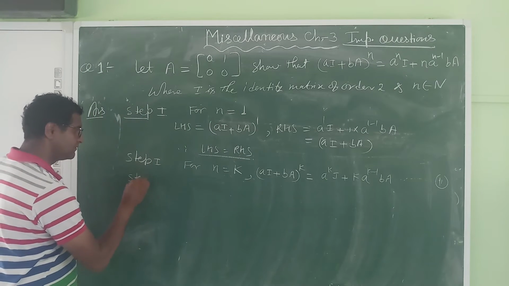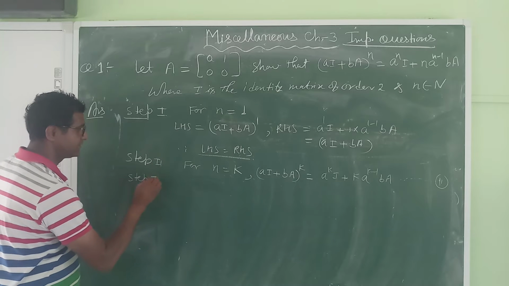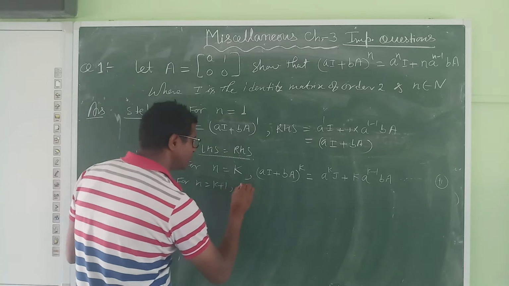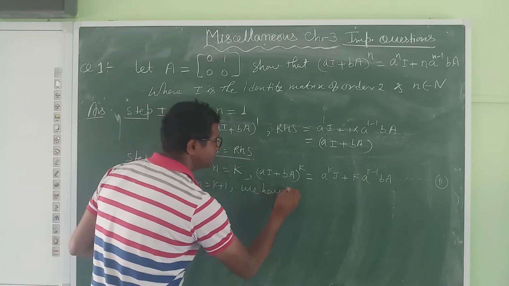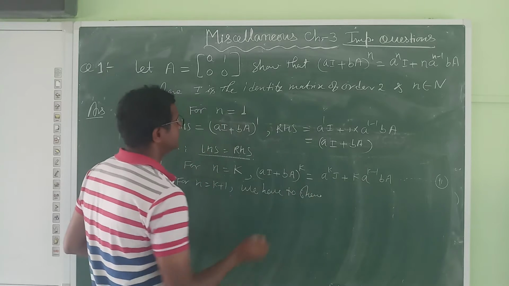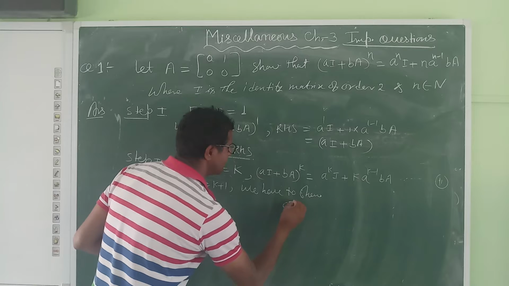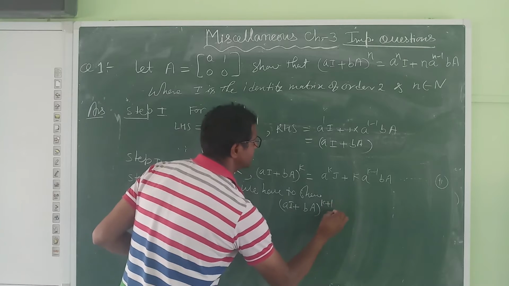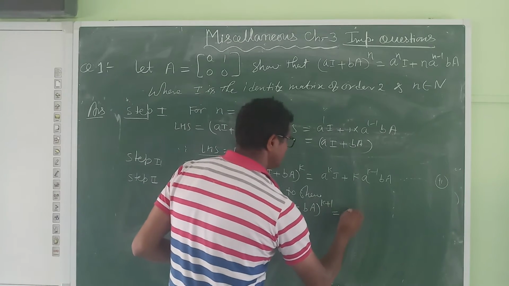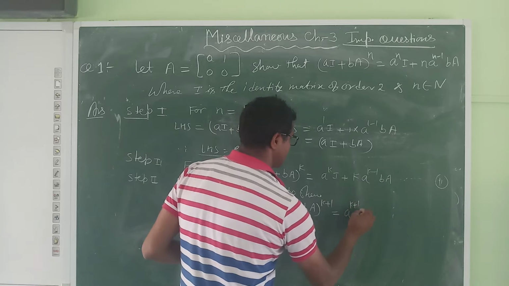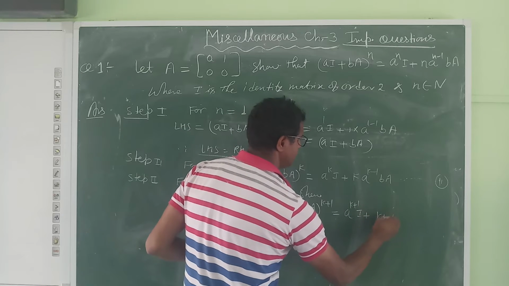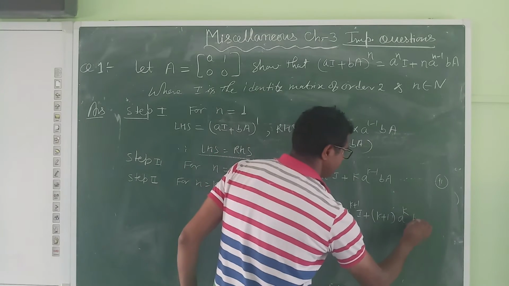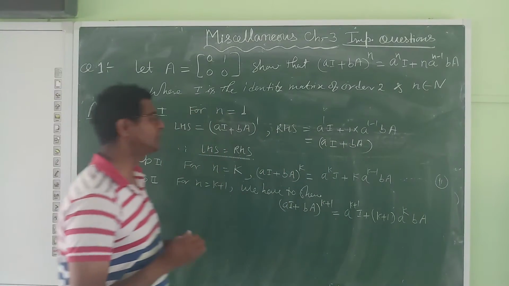Step number third. For n equal to k plus 1, we have to show (aI + bA) whole power k plus 1 equals a^(k+1) I plus (k+1) a^k bA. This we have to show.